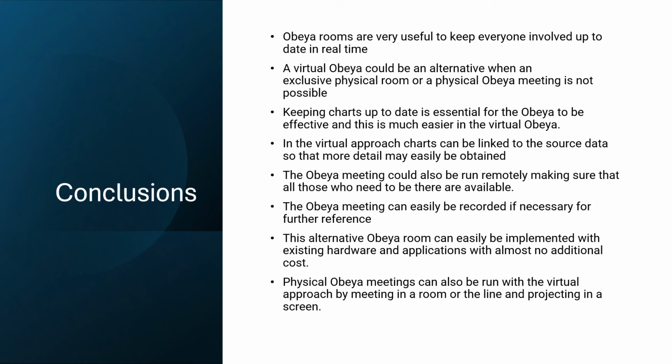These are some conclusions. Obeya rooms are very useful to keep everyone involved up to date in real time. A virtual Obeya could be an alternative when an exclusive physical room or a physical Obeya meeting is not possible. Keeping charts up to date is essential for the Obeya to be effective, and this is much easier in the virtual Obeya. In the virtual approach, charts can be linked to the source data so that more detail may easily be obtained. The Obeya meeting could also be run remotely, making sure that all those who need to be there are available. The Obeya meeting can easily be recorded if necessary, for further reference.